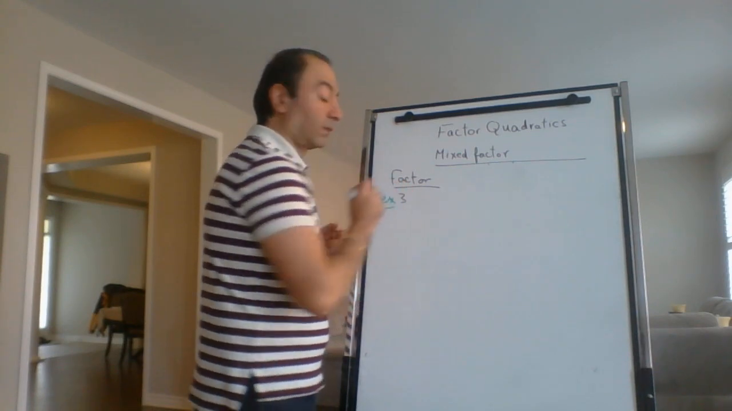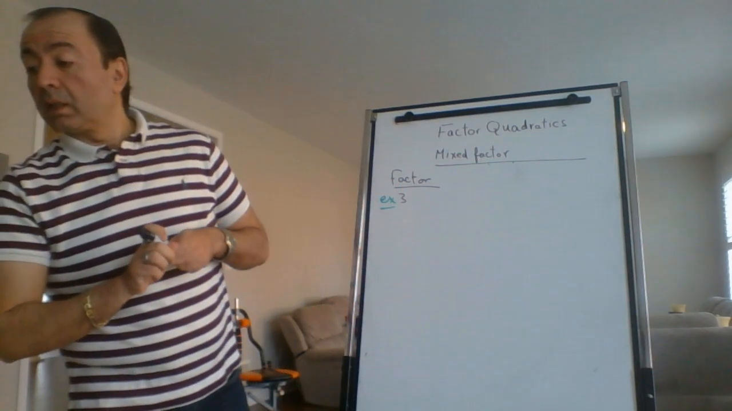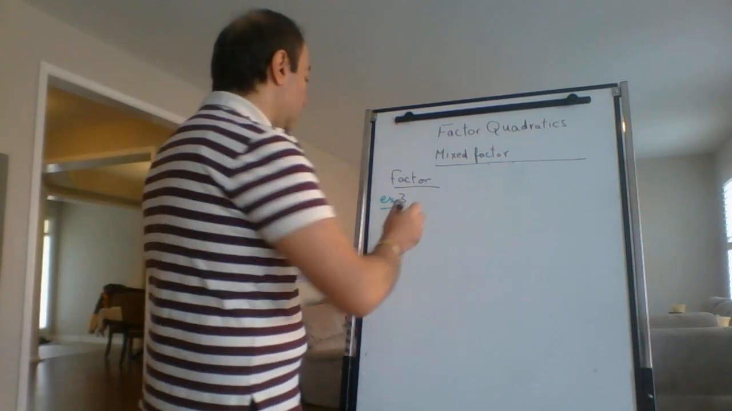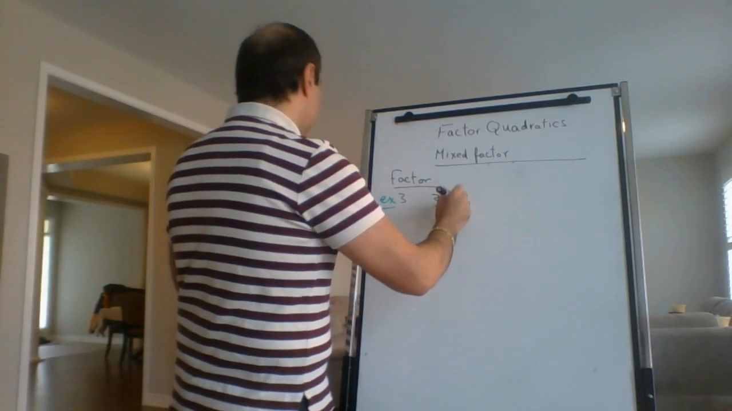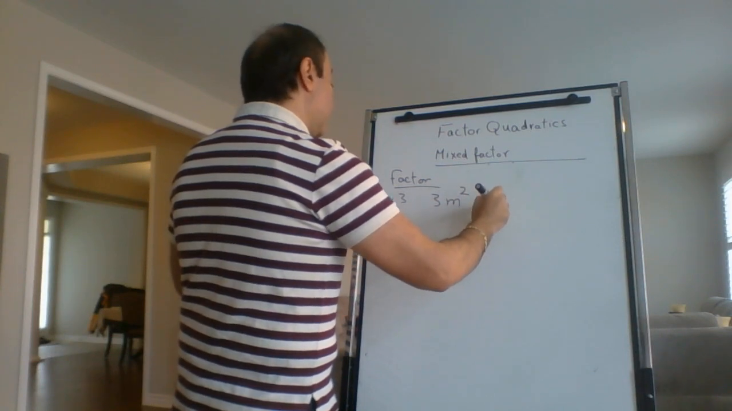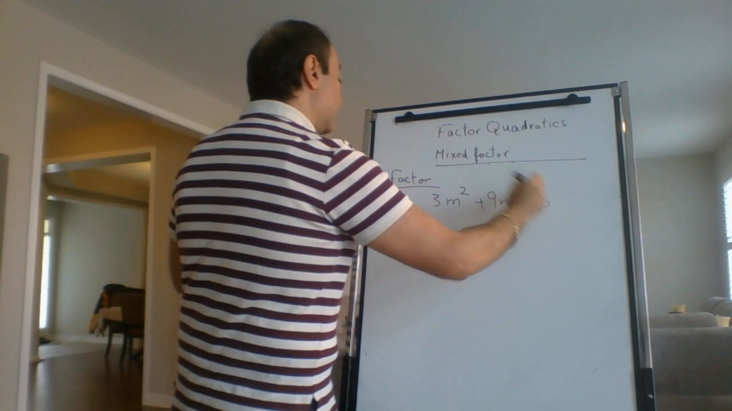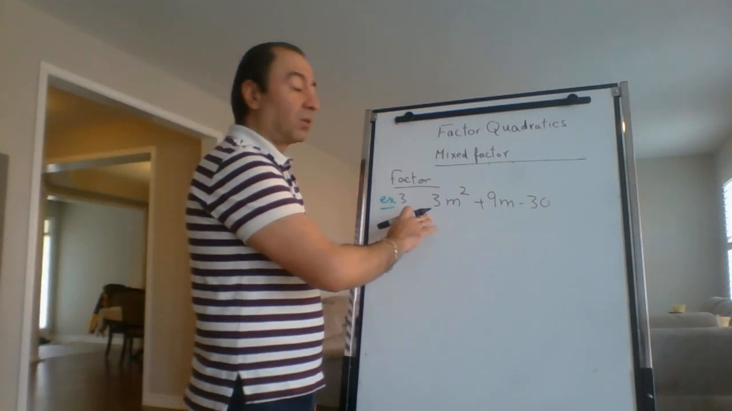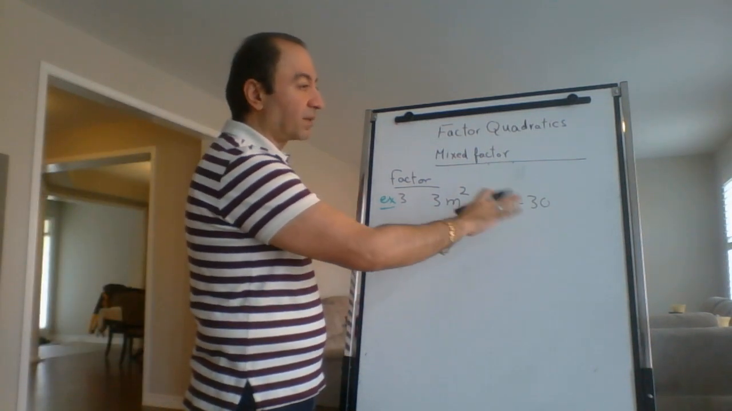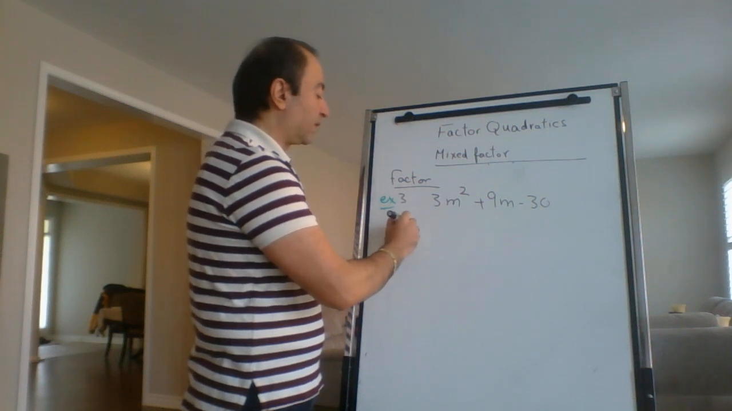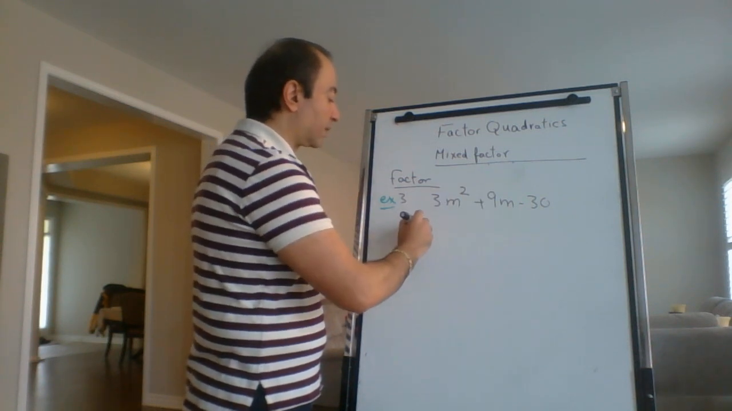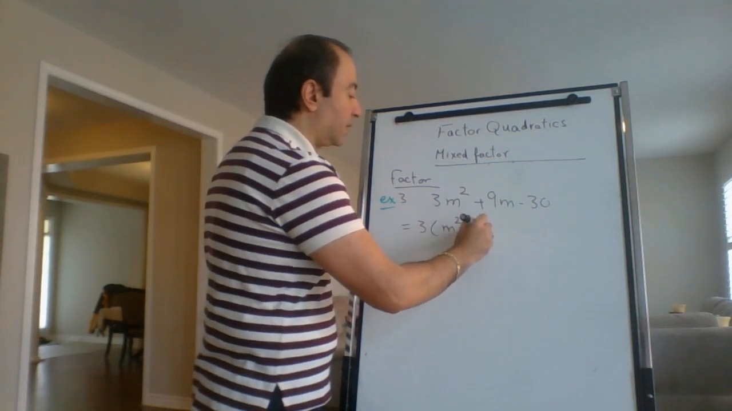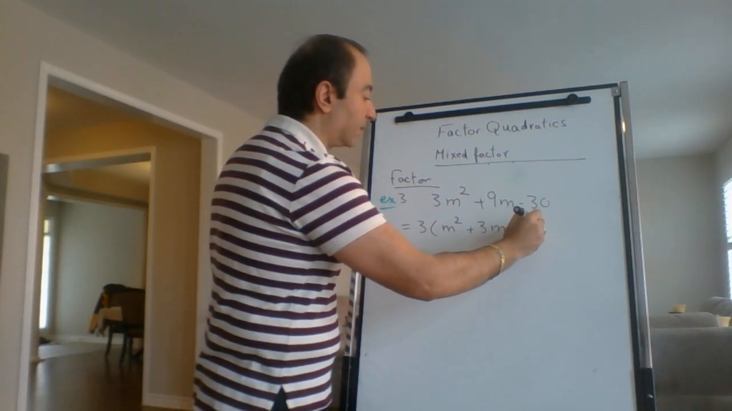Example 3. 3m squared plus 9m minus 30. Okay. I don't jump right away and say, oh, AC method. No. First, we look for common factors. Yes, 3 is common. So what remains inside? m squared plus 3m minus 10.